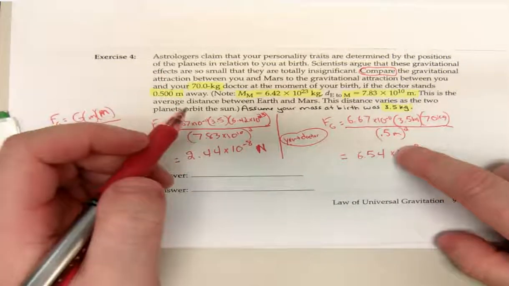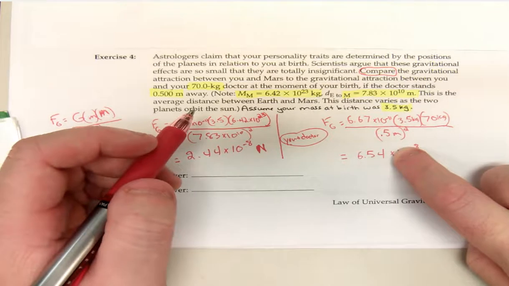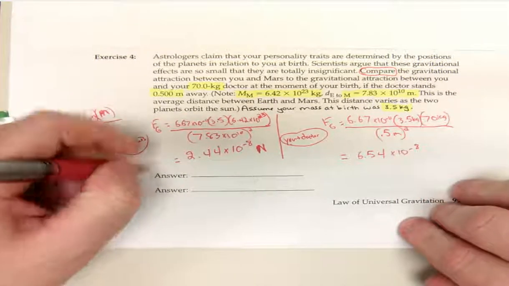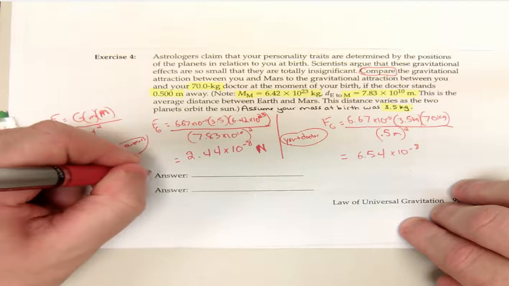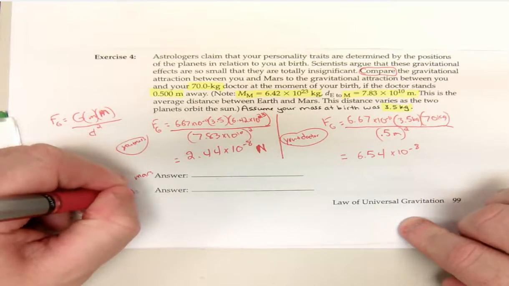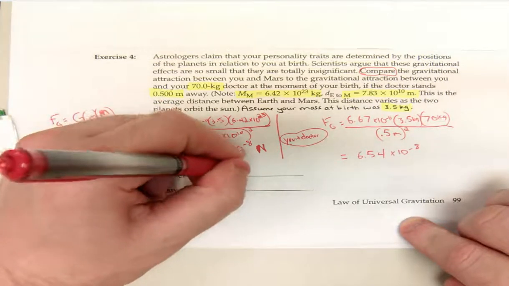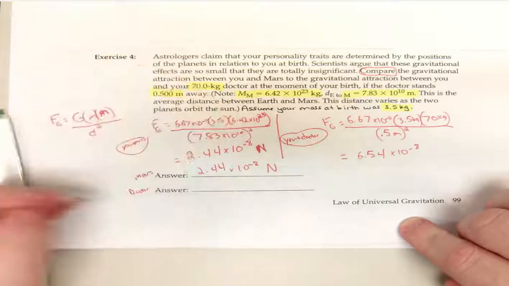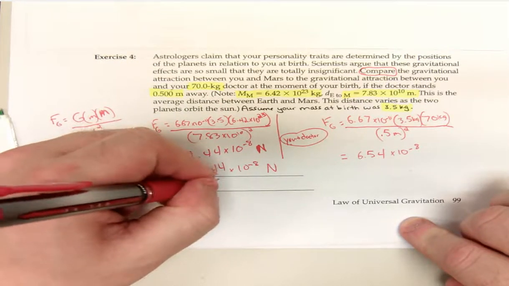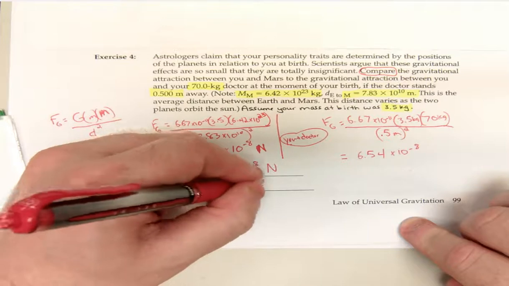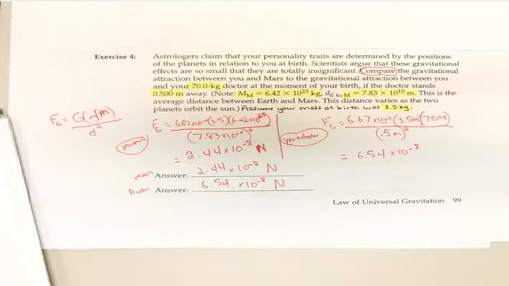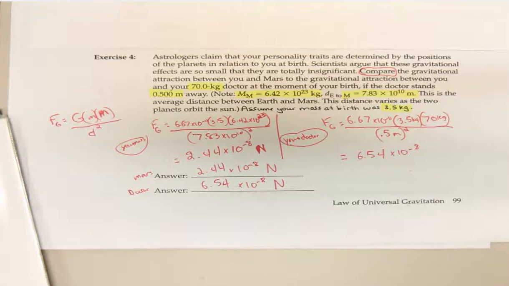So, for these answers, let's break it up into Mars gravitational force versus doctor. We got 2.44 times 10 to the minus 8 newtons, because it's a force, versus the doctor is 6.54 times 10 to the minus 8 newtons, because it's a force. So there you have it. It looks like the doctor has more of a gravitational effect than Mars does, even in the case that Mars happened to be really close to you when you were born. Awesome!